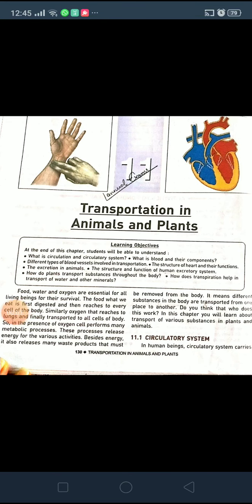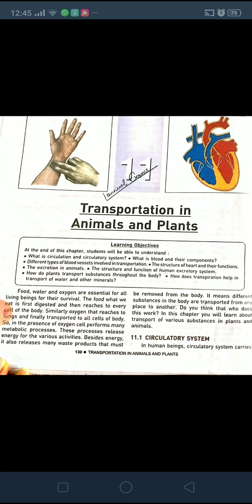Good morning, students. Let's start a new chapter, lesson number 11, Transportation in Animals and Plants. In this chapter, you will learn about circulation and the circulatory system, what blood is and its components, blood vessels, and the structure and function of the heart.